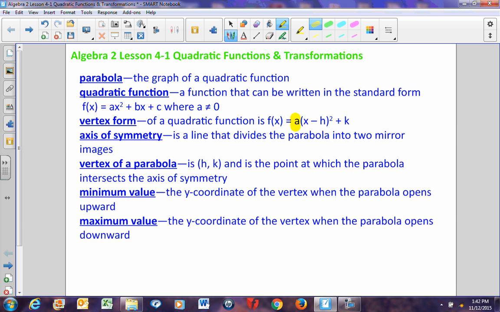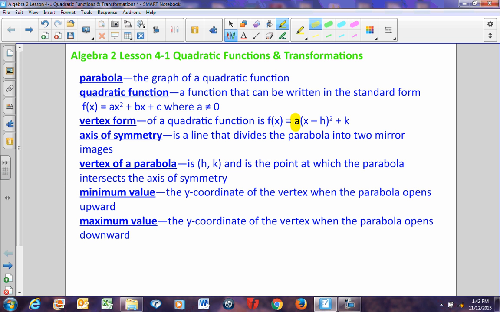The axis of symmetry is the line that divides the parabola into two mirror images. In other words, if I folded along my axis of symmetry, the left side of my parabola should land right on top of the right side of my parabola. The vertex of your parabola is the h, k point. We've talked about this before when we were transforming equations. It's the point at which the parabola intersects your axis of symmetry, which is why the axis of symmetry is so helpful when dealing with parabolas.